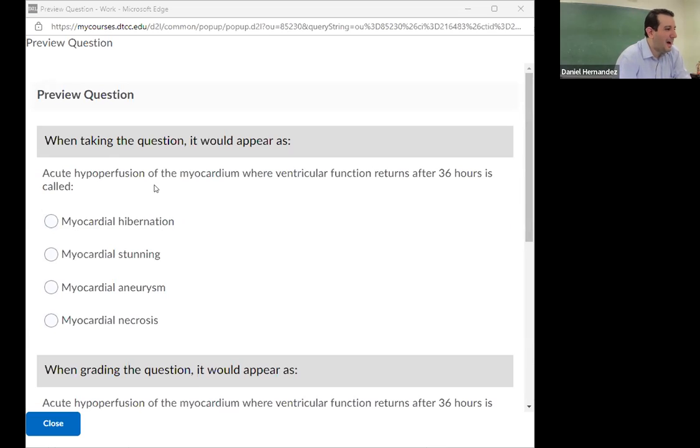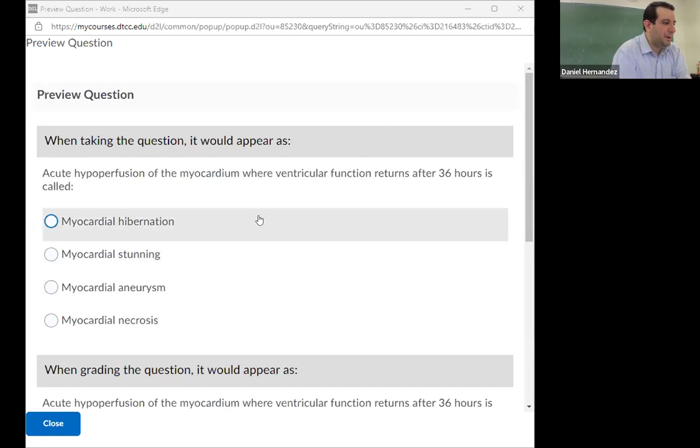All right, so acute hypoperfusion of the myocardium where the ventricular function returns after 36 hours is called, so this is your myocardial stunning. So when we get a sudden acute episode of hypoperfusion to the myocardium, where we're getting poor perfusion to that muscle tissue and the ventricular function returns after 36 hours, this is the myocardial stunning.